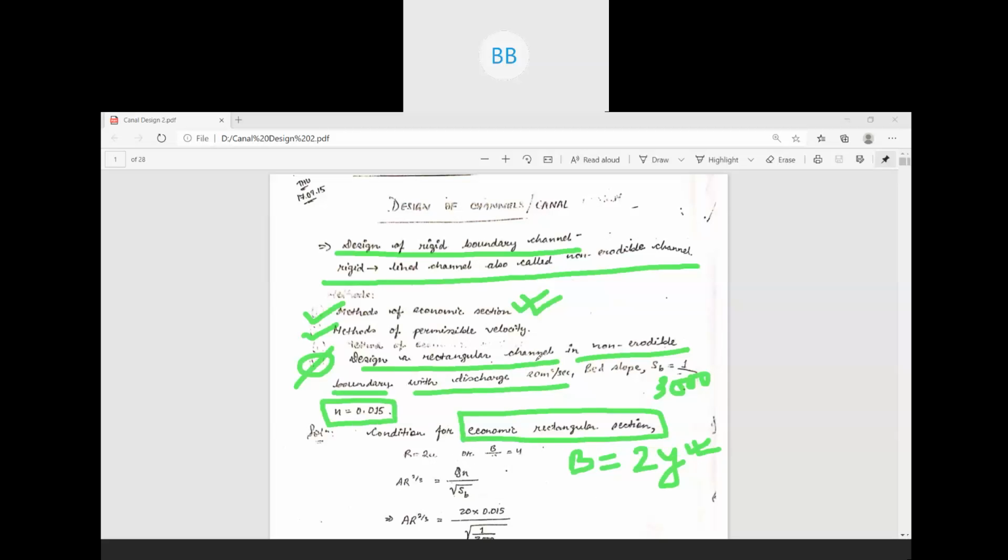So here what is given: non-erodible boundary channel, discharge is given, that is 20 meter cube per second, bed slope is also given, that is 1 by 3000. You can also write b by 2 is equal to y. It's up to you what you want to write. b is equal to twice y, or half of the width of the channel is equal to depth of flow.